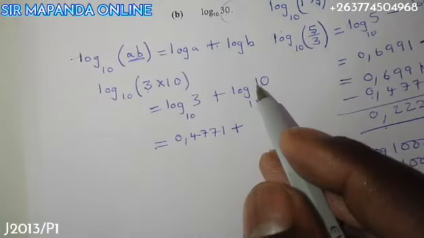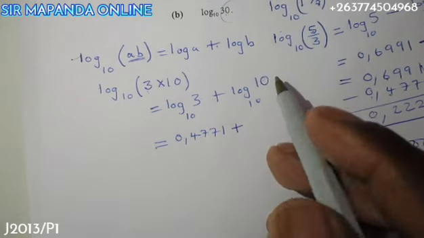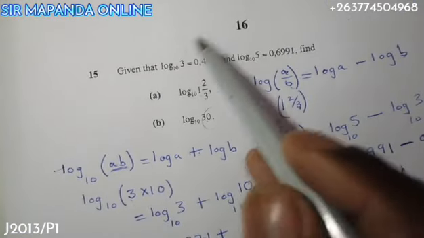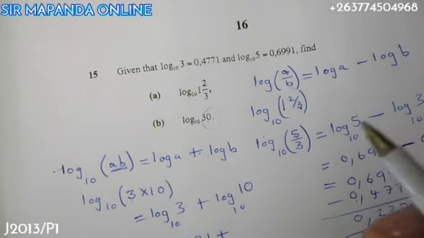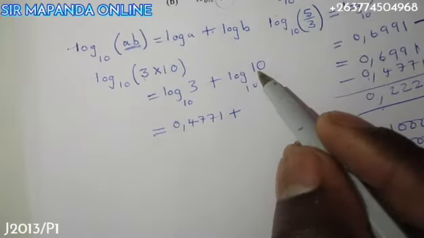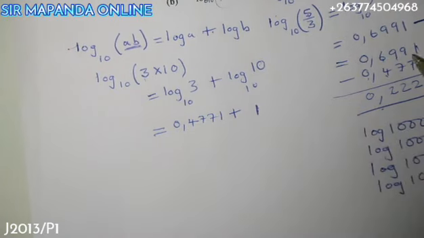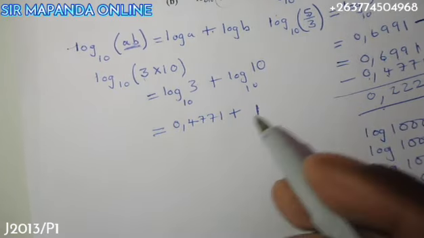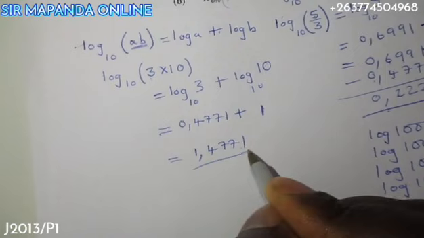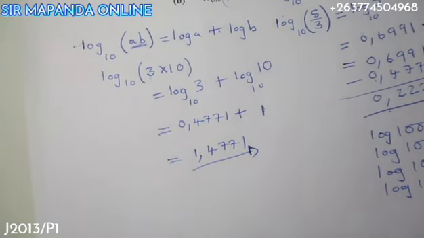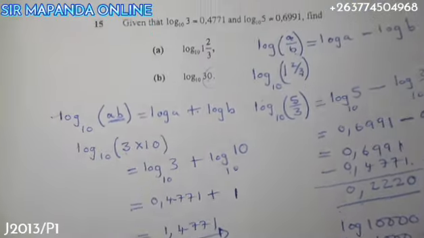So log 10, there was no need for the examiner to give us the result for log 10 because they expect you to know log 10 by heart. So how many zeros on 10? 1. So log 10 is 1. So you are adding the two numbers. You get 1,4771, and this is your final result. So I want you to stay tuned as we move on to question number 16.